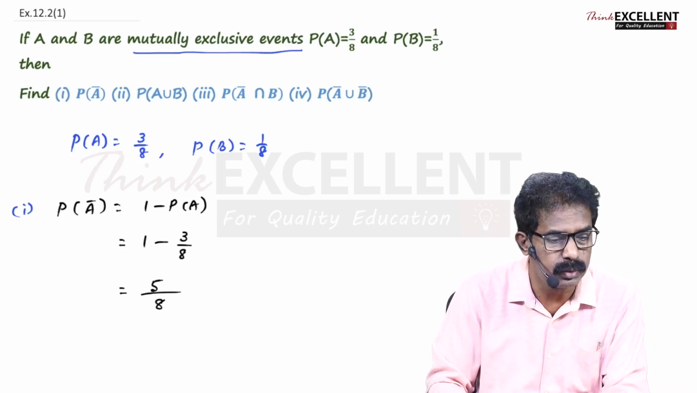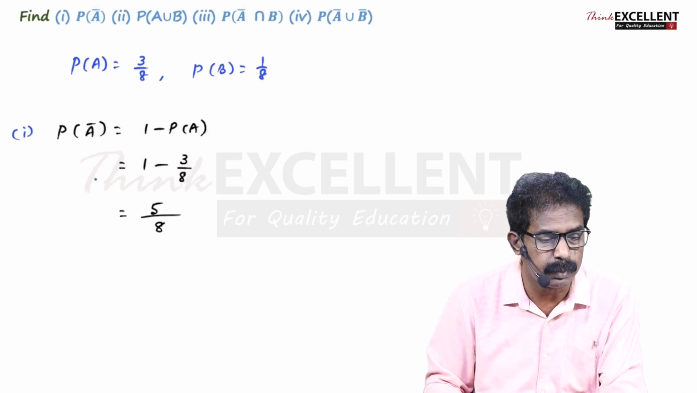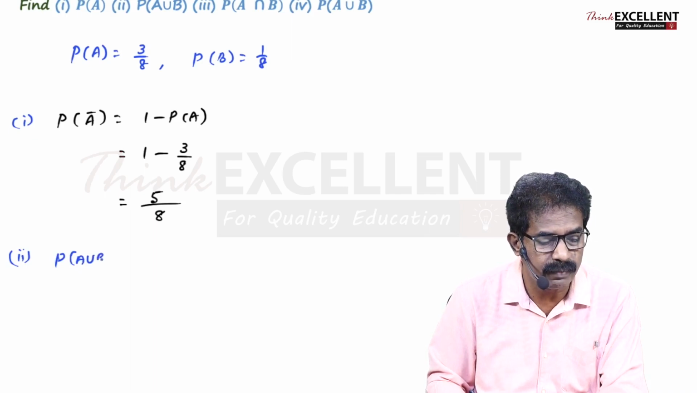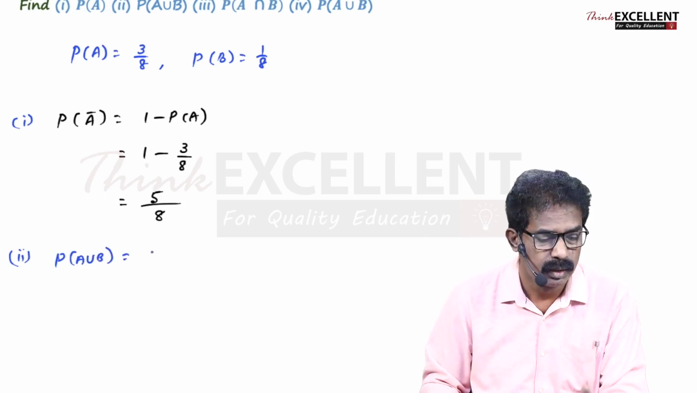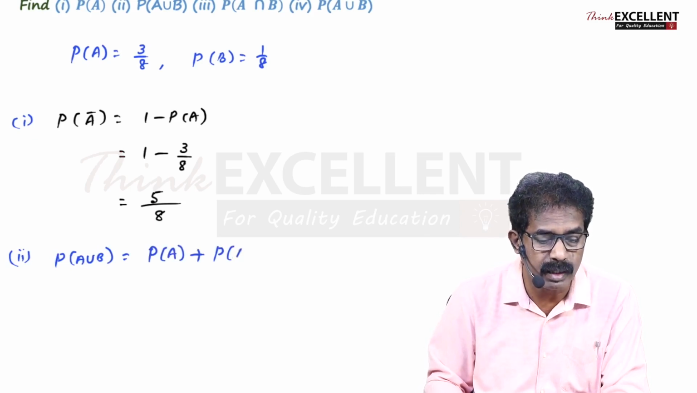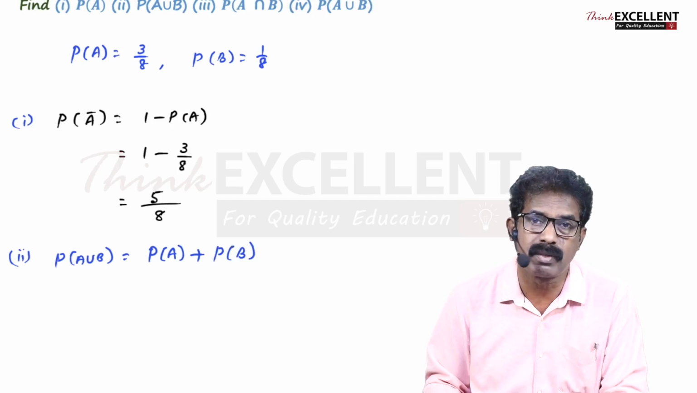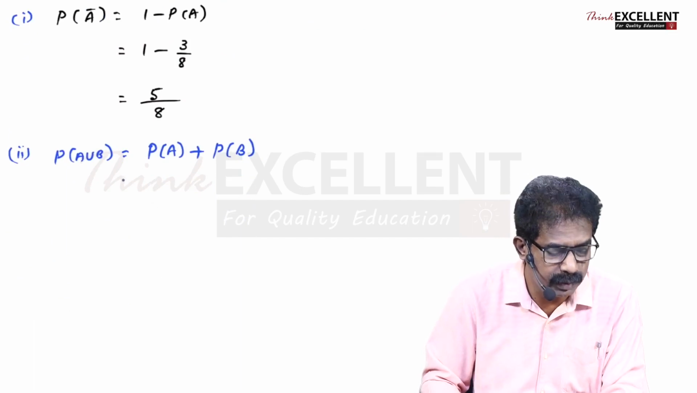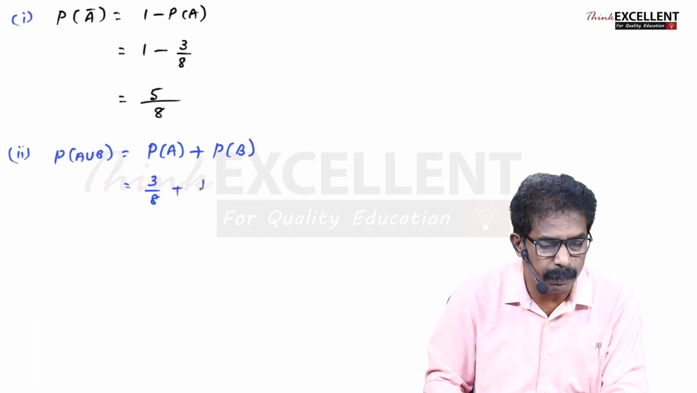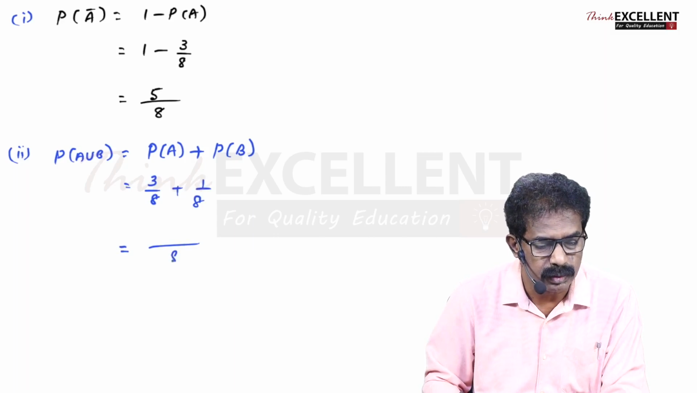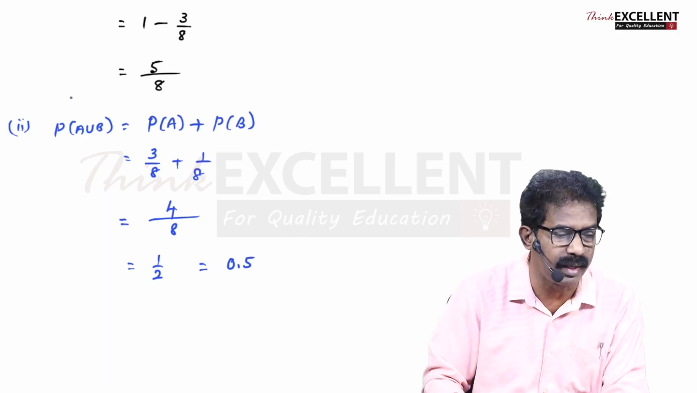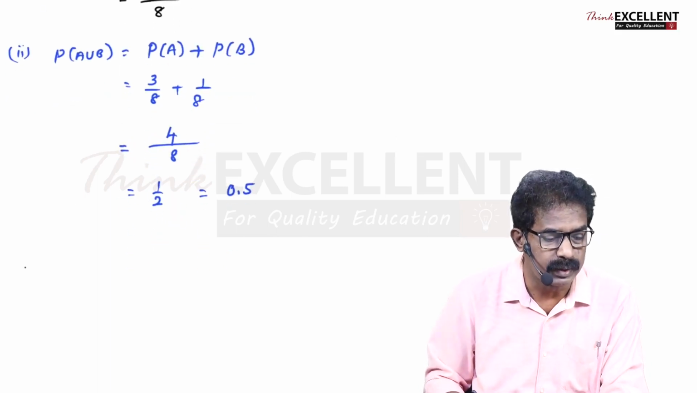Now the second subdivision, P of A union B. It is given A and B are mutually exclusive, right? So generally the addition theorem is P of A union B is P of A plus P of B minus P of A intersection B. Here that part will be 0 because they are mutually exclusive. P of A is 3 by 8, plus 1 by 8, 8 is the LCM. So 3 plus 1 is 4, cancel, 1 by 2, or if you want you can write 0.5, or you can leave it as 1 by 2 itself.